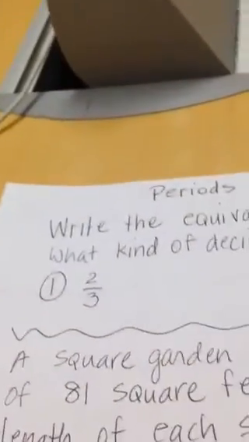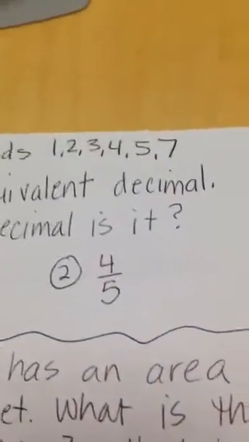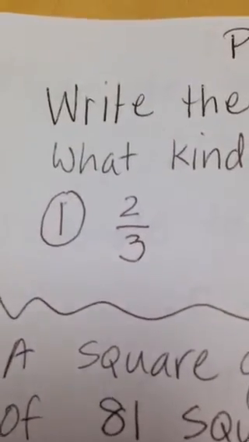Okay, we're going to start with: write the equivalent decimal and say what kind of decimal it is. So we're going to rewrite these as decimals and you're going to tell me what kind of a decimal it is. We're going to start with 2/3. So we're going to T-bow this. The top goes inside, bottom goes outside.